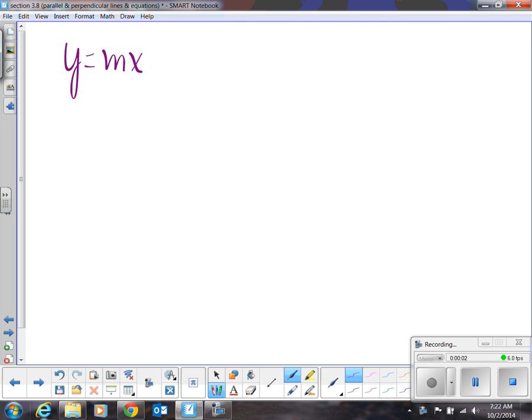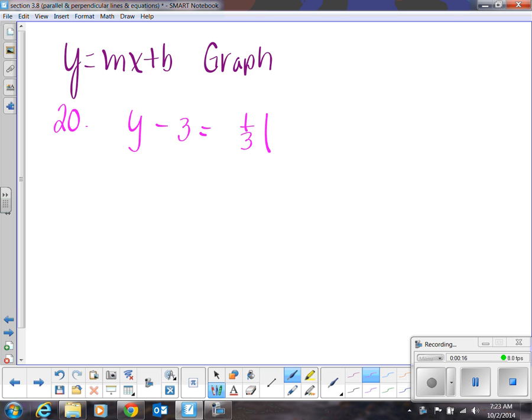y equals mx plus b. This is what you need in order to graph the equation of a line. And if you look at what you've been given on number 20, you have been given y minus 3 is equal to 1/3 times x minus 3. That is not y by itself. You have to equation solve, and you all are good at this. You have to equation solve to get y by itself.